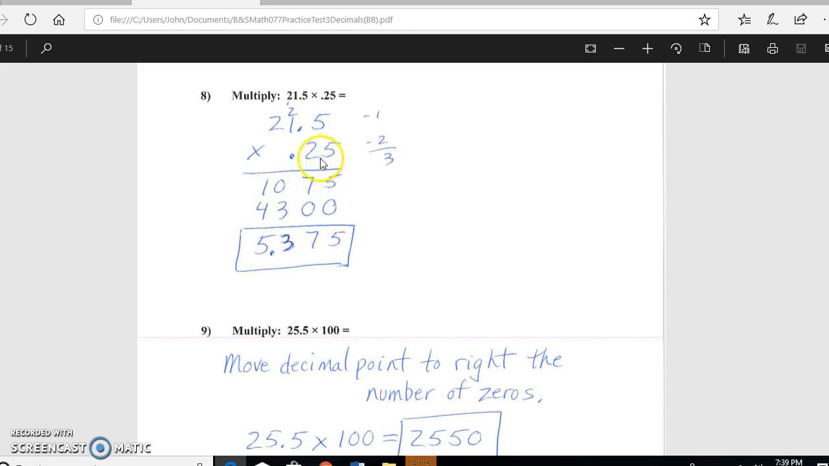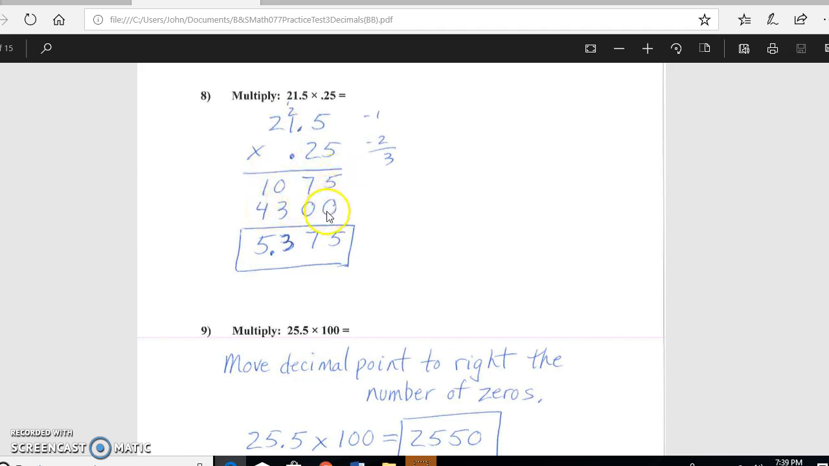And now I'm going to move over to the 2, and because I moved over one place here, I need to start one place over to the left down here. I need to fill in this. I'm going to fill this in with a 0. And I begin with 2 times 5 gives me 10. I carry the 1 and I put the 0 here. 2 times 1 is 2, plus the 1 that I carried is 3, and 2 times 2 is 4.